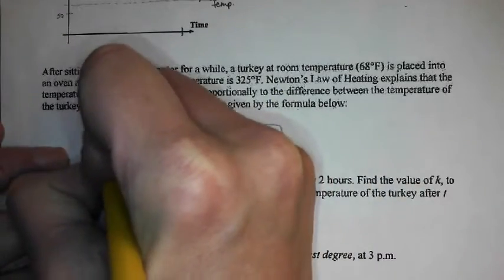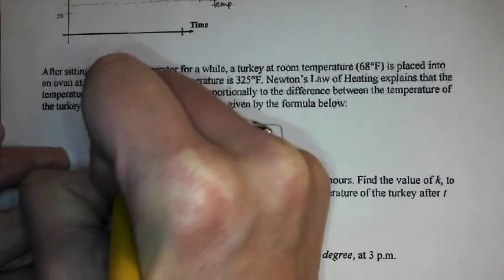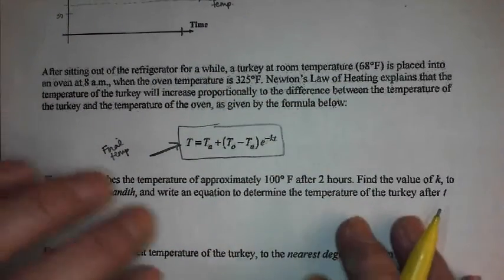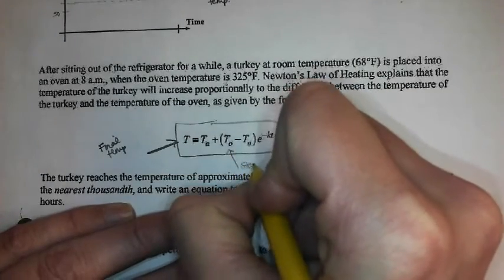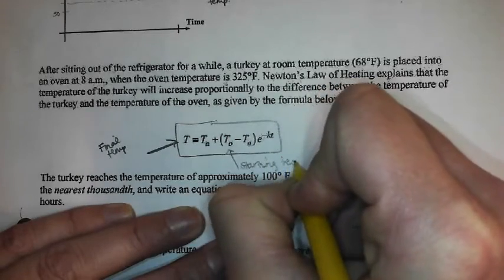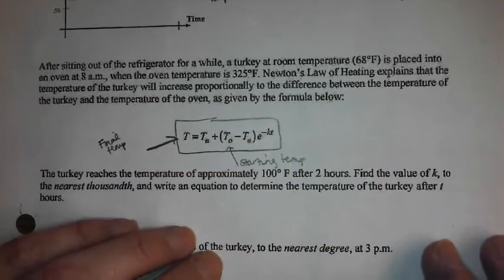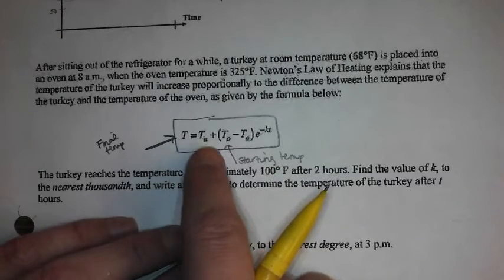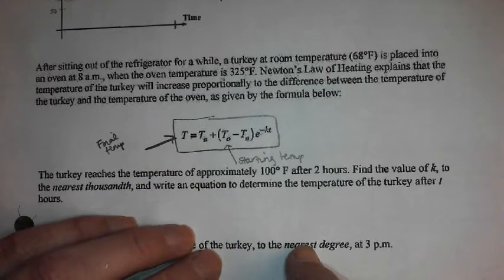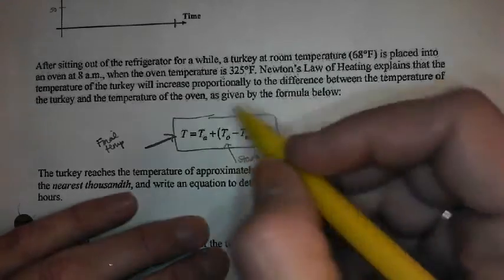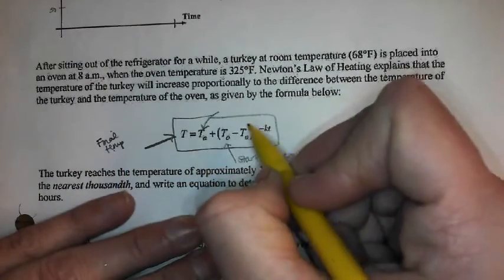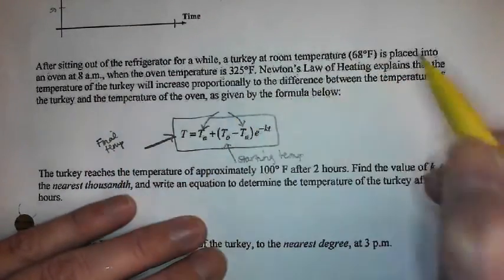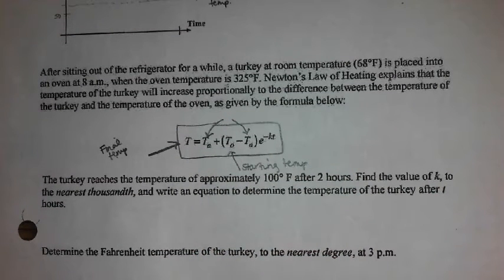T is the final temperature, in this case of the turkey. T sub 0 is the starting temperature of your object, in this case the turkey. Any guesses as to what T sub A is? Nope, we have that. Final. It's just plain old T. Yeah? Yeah, kind of. In this case, it's going to be the temperature of the oven.